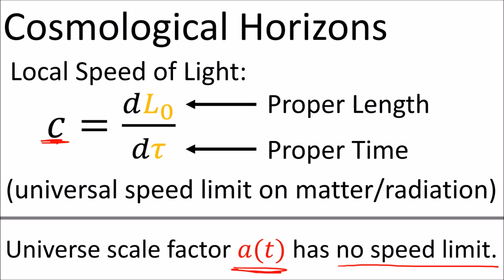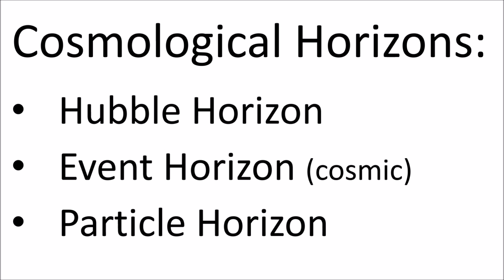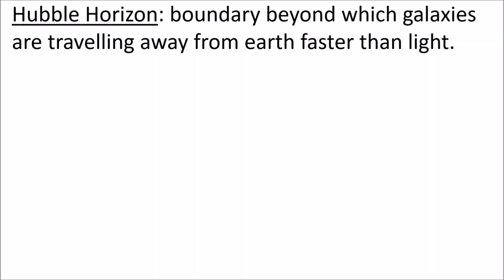The fact that light has a fixed speed through spacetime, but spacetime itself can expand at any rate, leads to some interesting mathematical surfaces called cosmological horizons. There are 3 cosmological horizons that I'll talk about: the Hubble horizon, the event horizon, and the particle horizon. The Hubble horizon is the boundary beyond which galaxies are traveling away from Earth faster than light.